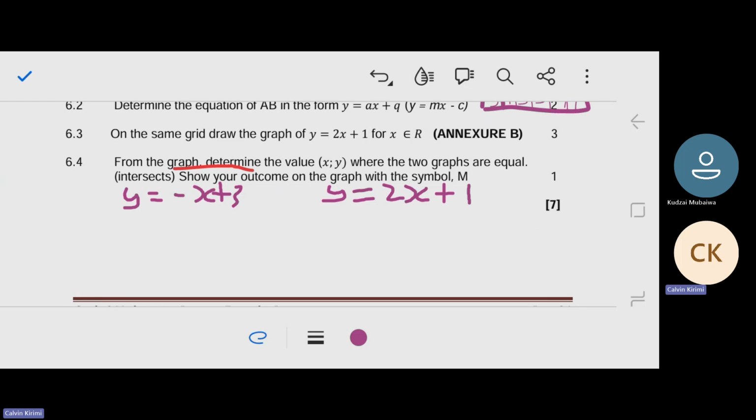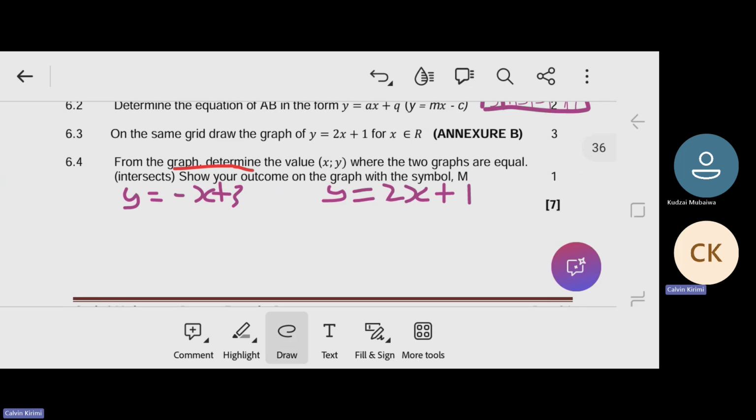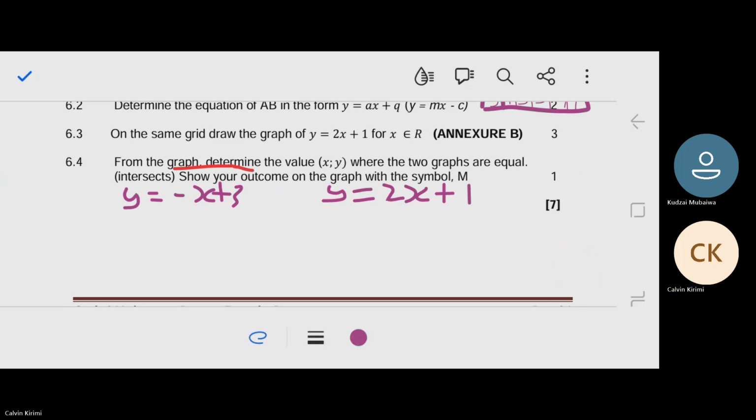You equate the y's. What do we mean by saying equate the y's? We want to solve for that point where they are the same. So minus x plus 3 will be equals to 2x plus 1, so that we can find the points of intersection.